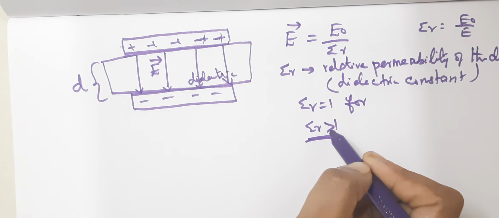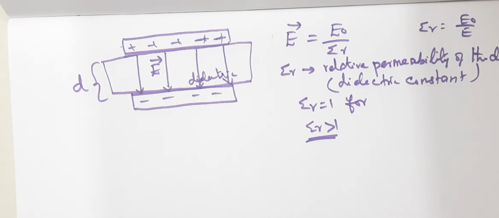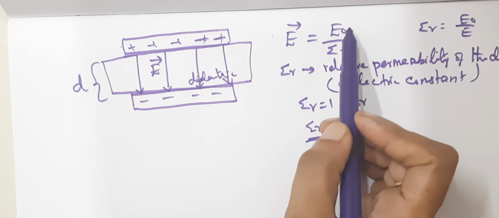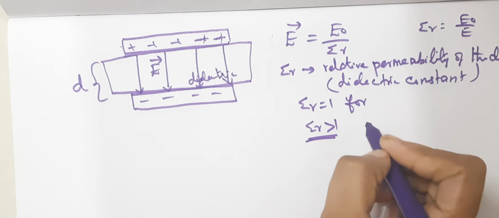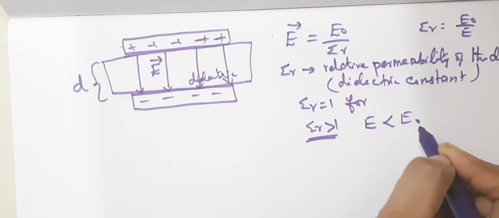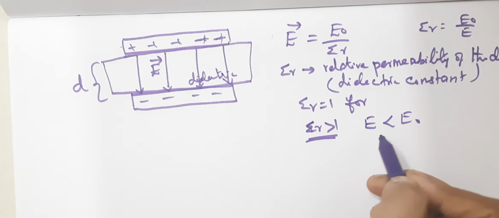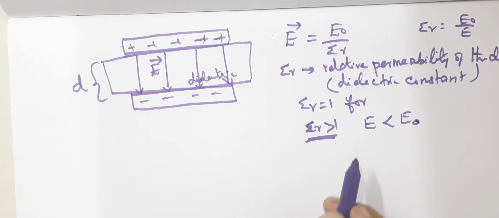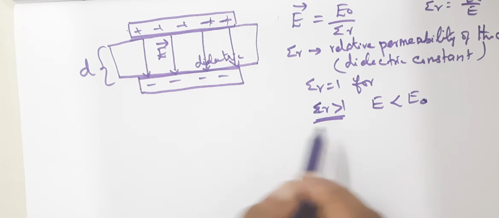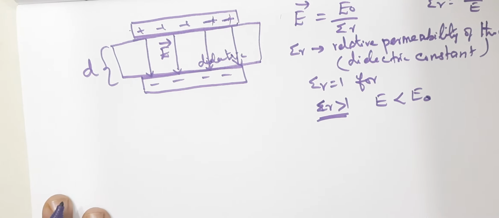Since epsilon r is greater than 1, what will happen to this E value? If the denominator is more, the numerator becomes less. We can say E is less than E0. So since epsilon r is greater than 1, the new electric field is less than the previous electric field, that is without dielectric. Now we can discuss other parameters, that is what about the potential, what about the capacitance. I think you can follow my class.